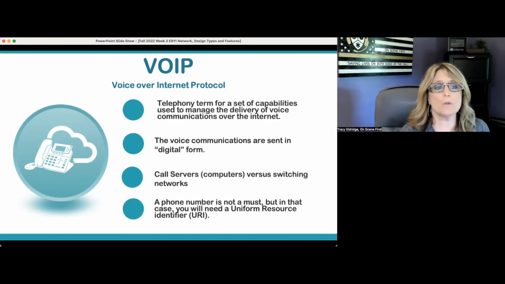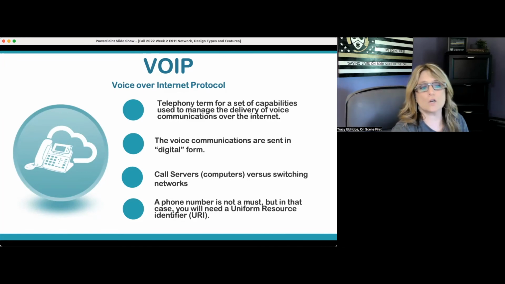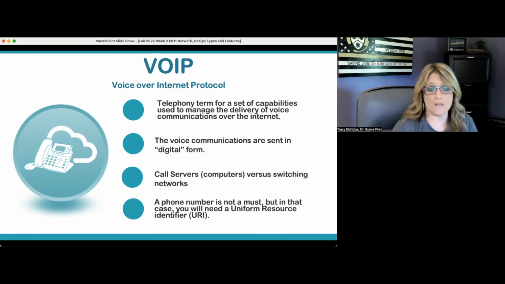Okay, so first bullet point, it's a telephony term for a set of capabilities used to manage the delivery of voice communications over the internet, as we said. The voice communications are sent in digital form.